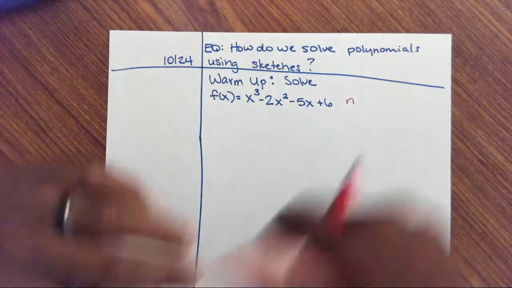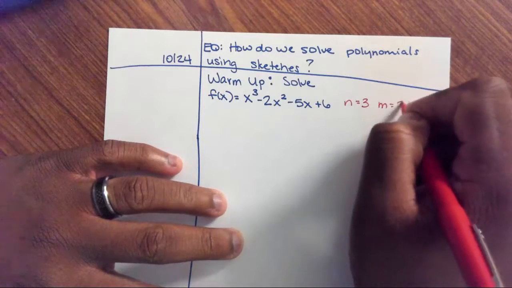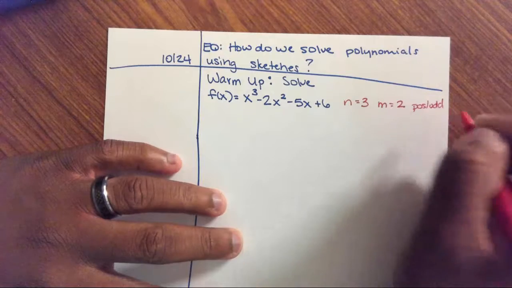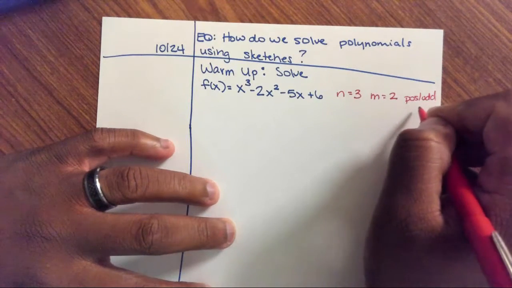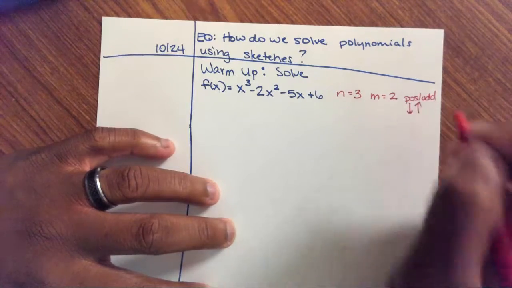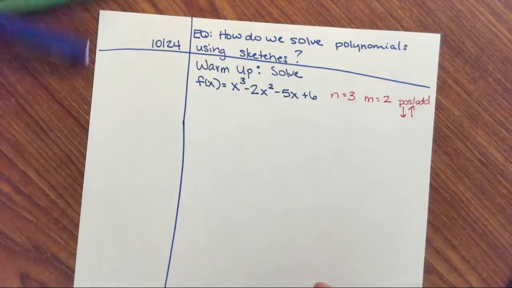It's a positive odd. Thank you. So n is equal to 3. N is equal to 2. It's a positive odd, which means the graph starts how? Down, and it finishes how? Up. Next thing, I need to get the possible rational zeros r.